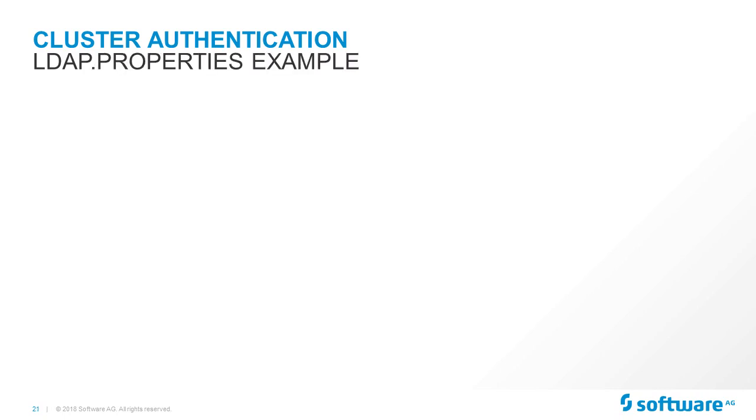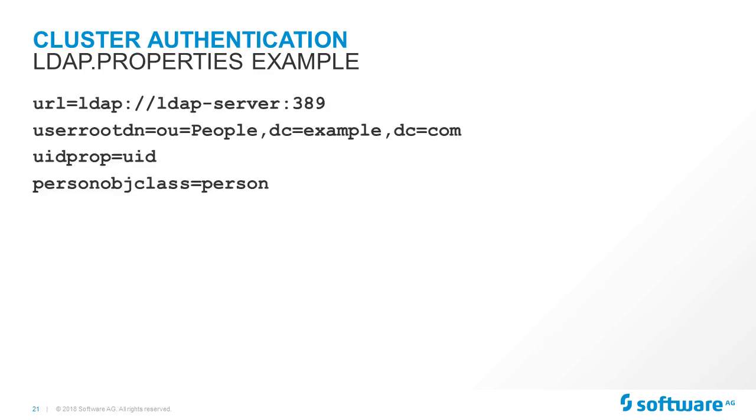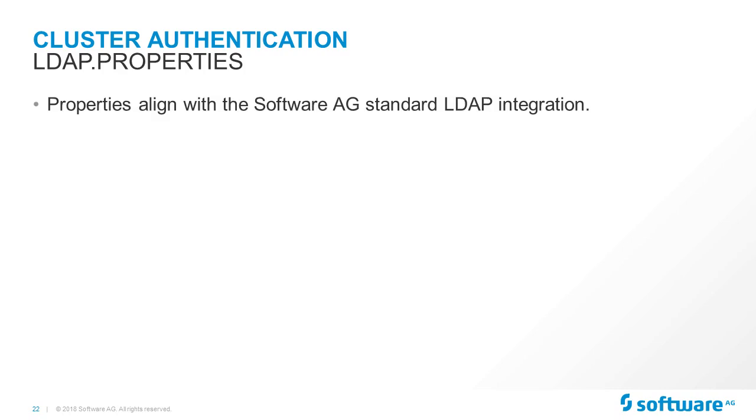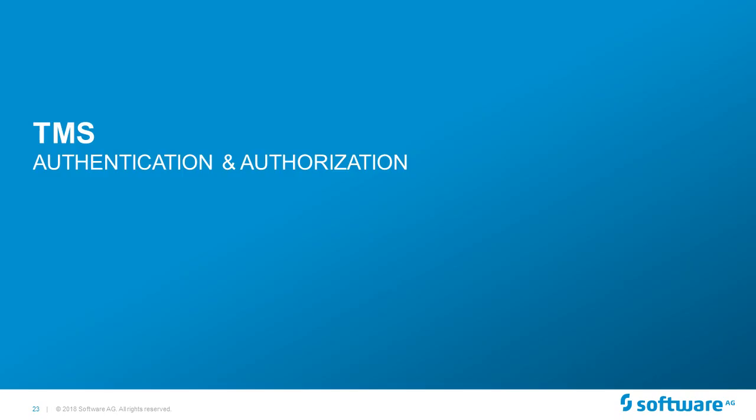So an ldap.properties file might look something like this. And here you can see that we've specified the location of the LDAP server and to some degree the structure and layout of the schema on the LDAP server. The list of properties that we support for configuring LDAP matches the Software AG standard LDAP integration, and the full list of properties can be seen in the Terracotta DB documentation.